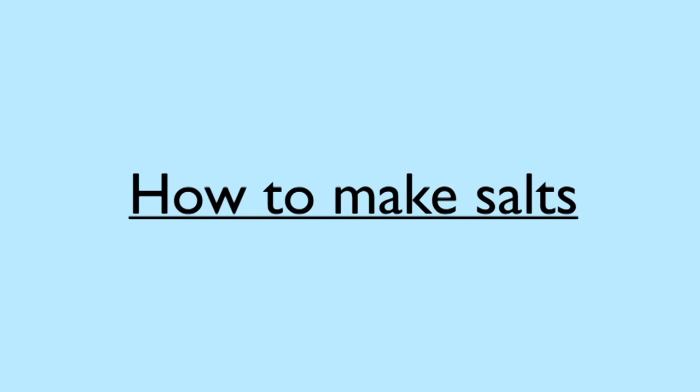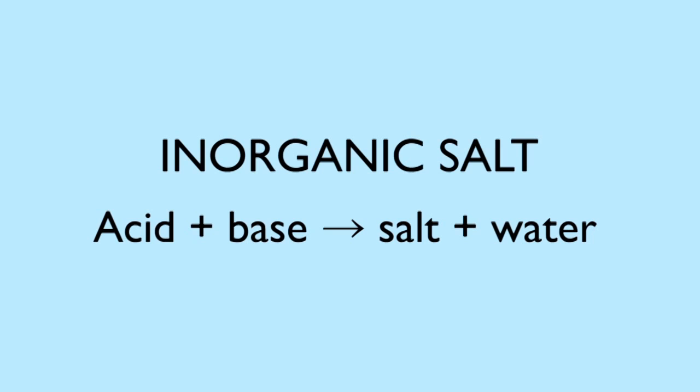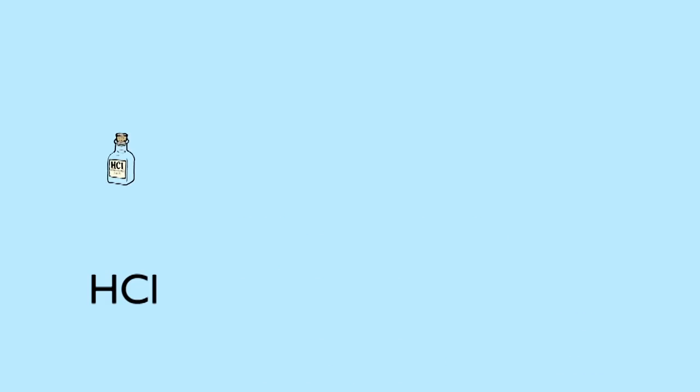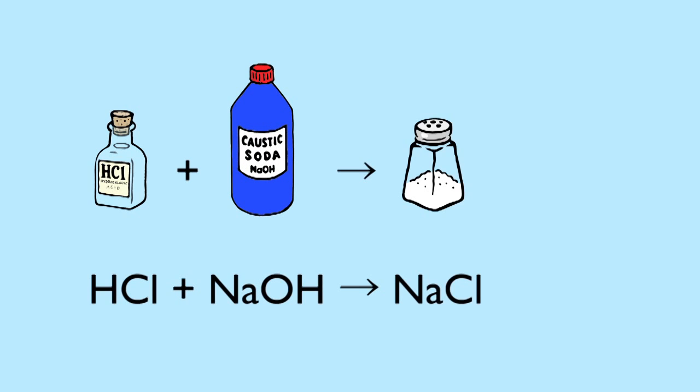If you ever get the chance to enjoy some fireworks, the bright colours you can see are produced by burning the salts of various metals. You might recall learning that an acid plus a base gives you a salt and water, and that's quite right for an inorganic salt. Here's the classic reaction for making sodium chloride. Hydrochloric acid plus sodium hydroxide equals sodium chloride and water.